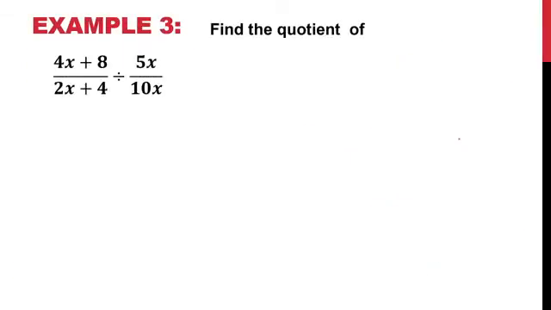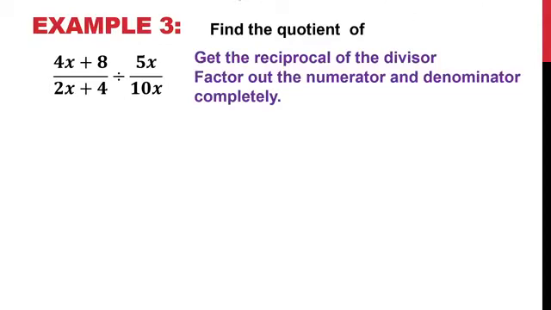Find the quotient of 8x plus 8 all over 2x plus 4 divided by 3x over 10x. So what's step number 1? Step number 1 is get the reciprocal of the divisor. So this becomes, copy the first fraction.